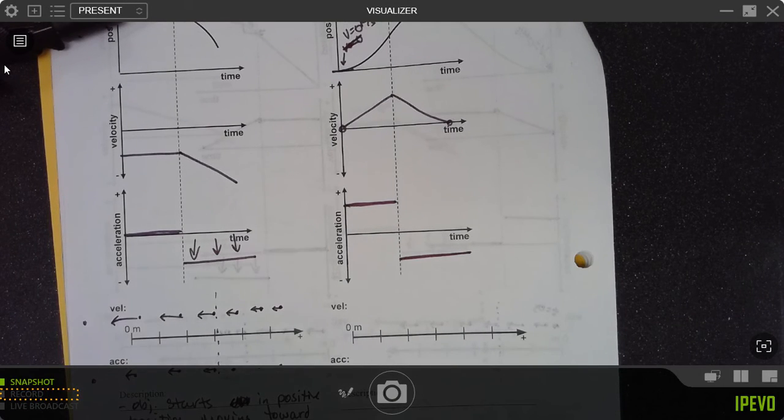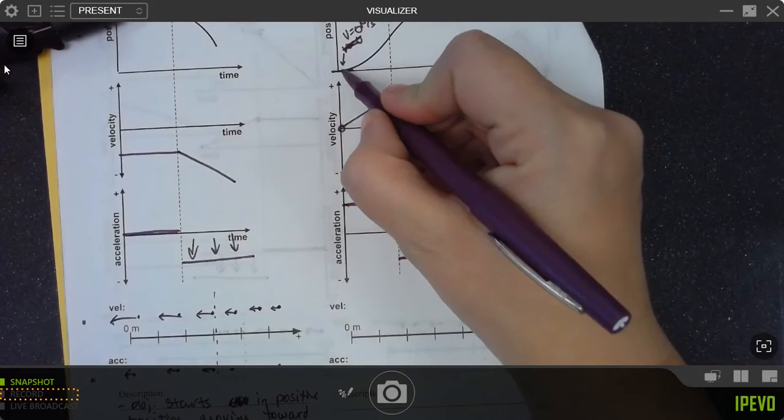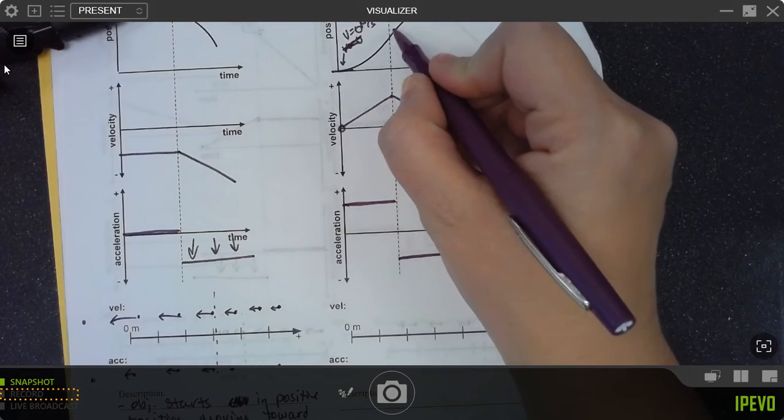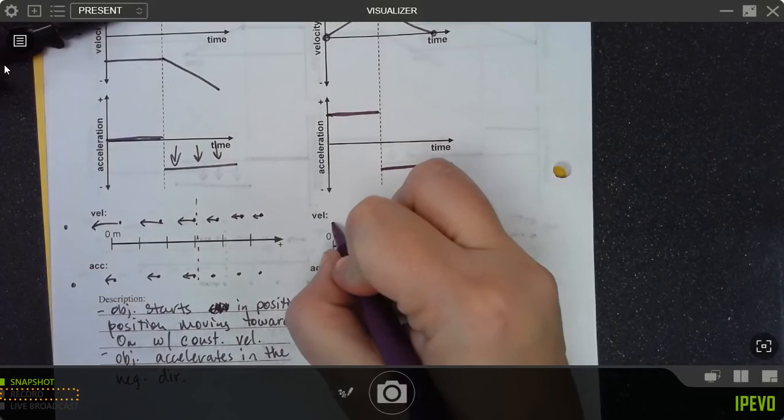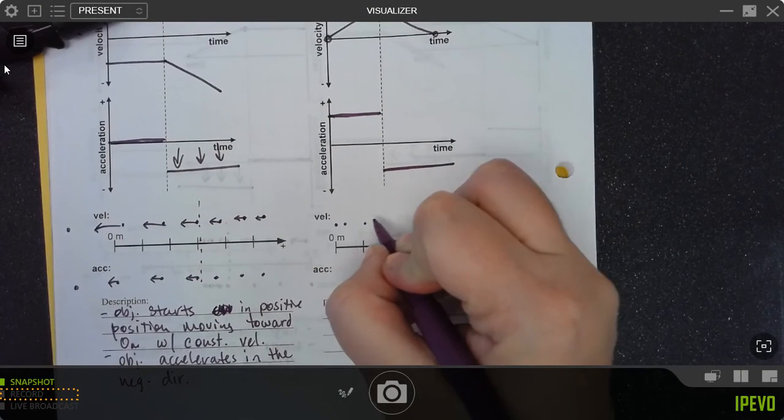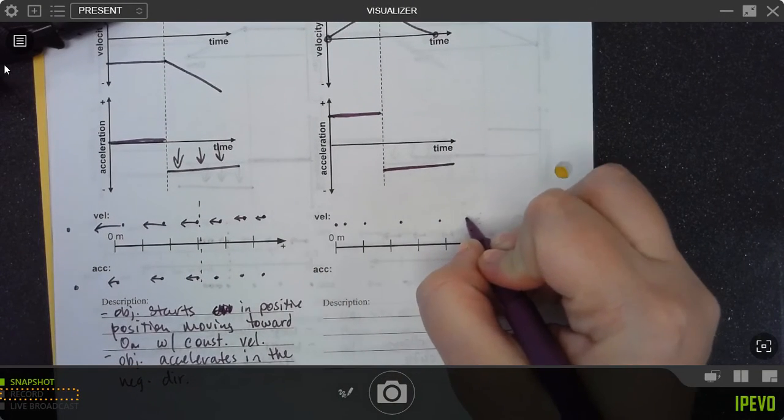What does this mean for our motion map? I think this is a fun motion map, to be honest. At the beginning, we're going to have a small amount of displacement, the most displacement in the middle, and a small amount at the end. So when we draw this, we're going to start pretty close together and then spread out and then come close together again.